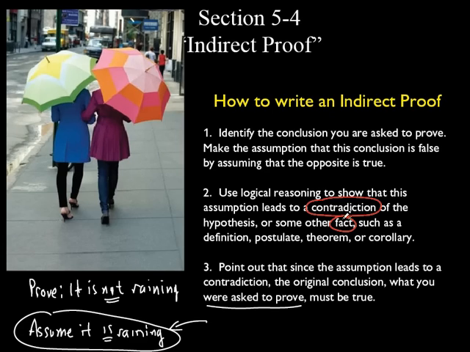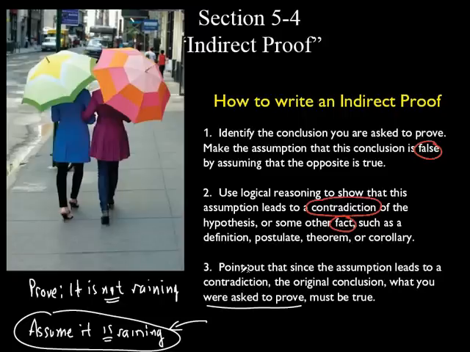Let's go back and look at these again. Make the assumption that this conclusion is false. Okay, so we said that a triangle can have an obtuse angle. We reason logically to come up to a contradiction. That's where we did the 90 plus 100 equals 190. And that contradicts the fact. What's the fact? The fact is that the sum of the angles of a triangle is 180 degrees.